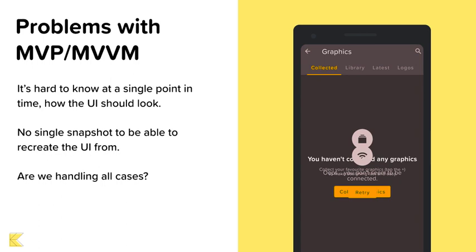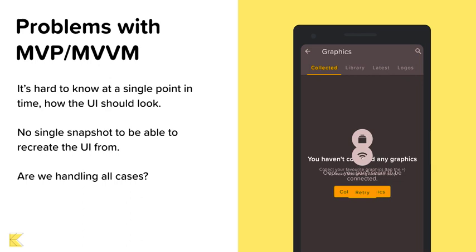But basically, this is a problem with MVVM. On this screen, we're actually still using MVVM, and it's something that we haven't migrated, but it's really hard for us to know at a single point in time what the UI should look like. There's no single snapshot to be able to recreate this UI from, right? Are we handling all cases? We're not. Spoiler. We don't handle this case where you don't have internet and nothing saved.